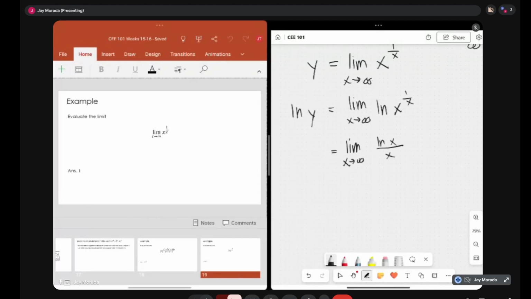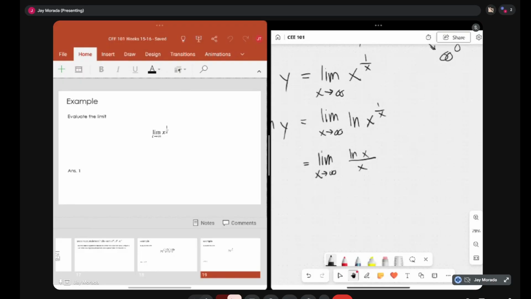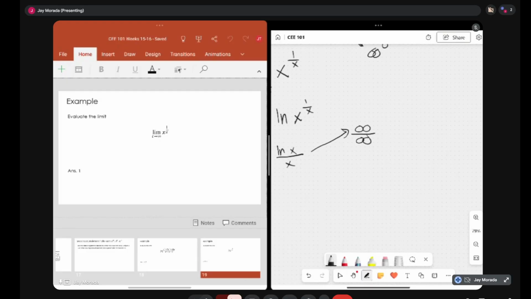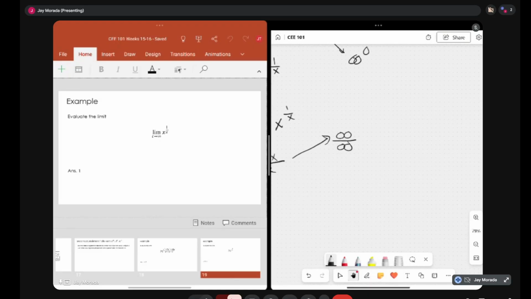Okay. Now, if we try to directly substitute infinity to this rational function, that leaves us with infinity over infinity, which is a secondary indeterminate form. For the denominator, it's obvious that it's infinity because you just directly substitute the infinity. But what about ln x? So here's how you evaluate ln x as x approaches infinity.